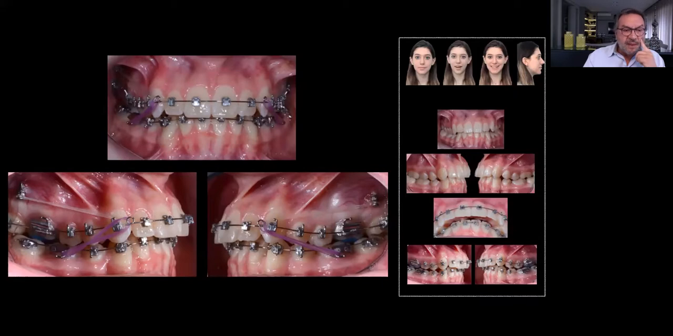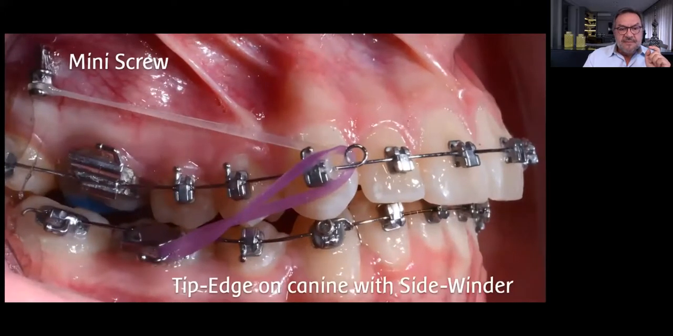We inserted an IZC mini screw, put E-links and tipped brackets on canines with sidewinder springs, because tipped brackets permit the arch wire to achieve the deepest part of the vestibule, but tipped brackets alone did not move the canine root. So we have to ask help from the sidewinder springs, okay?